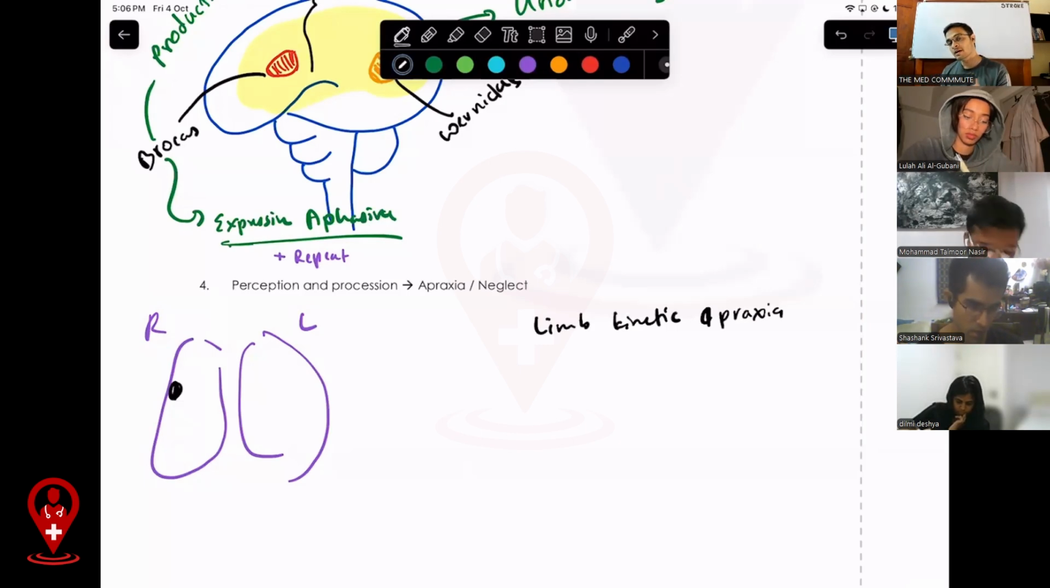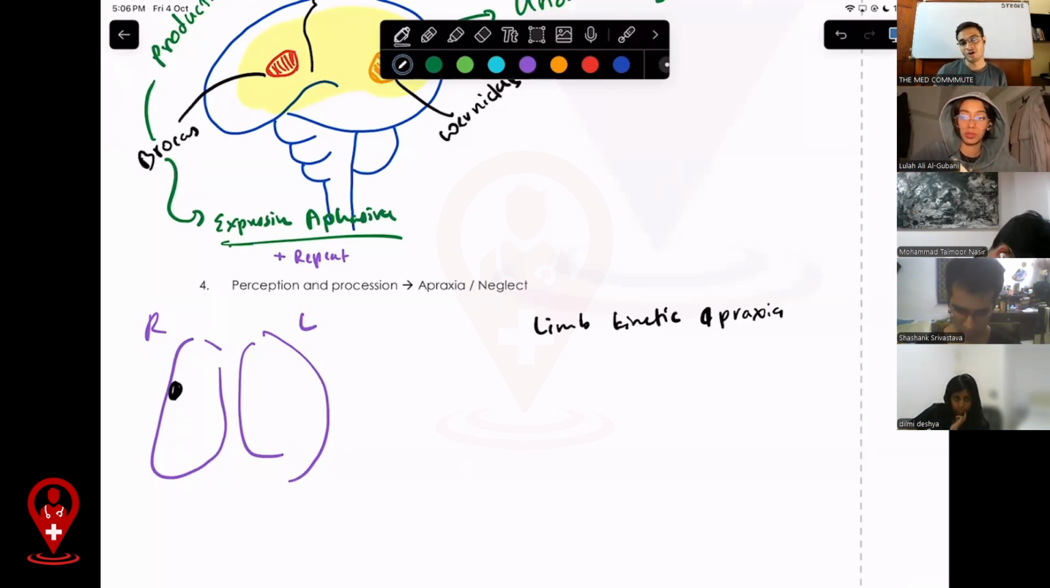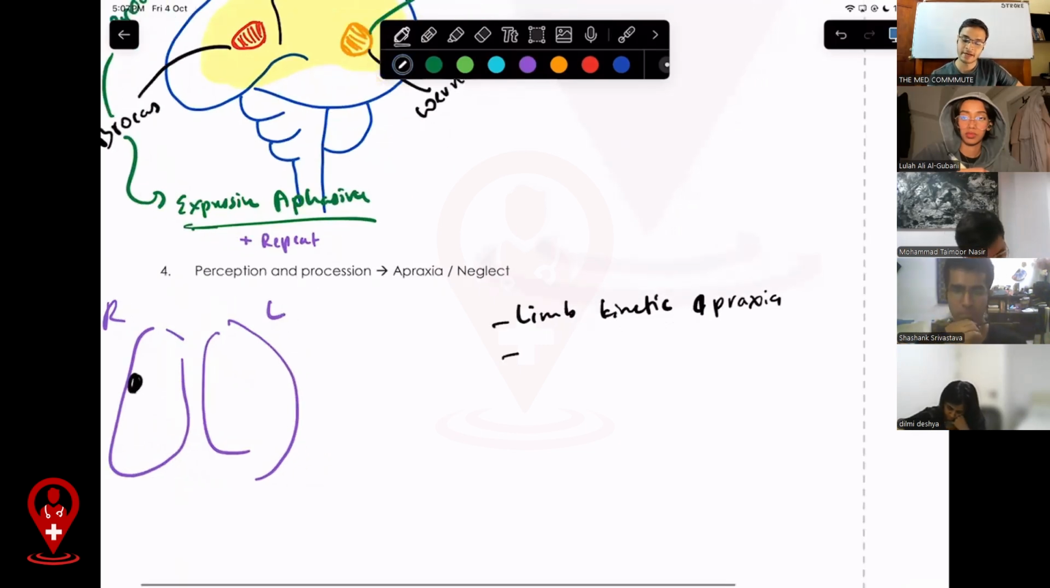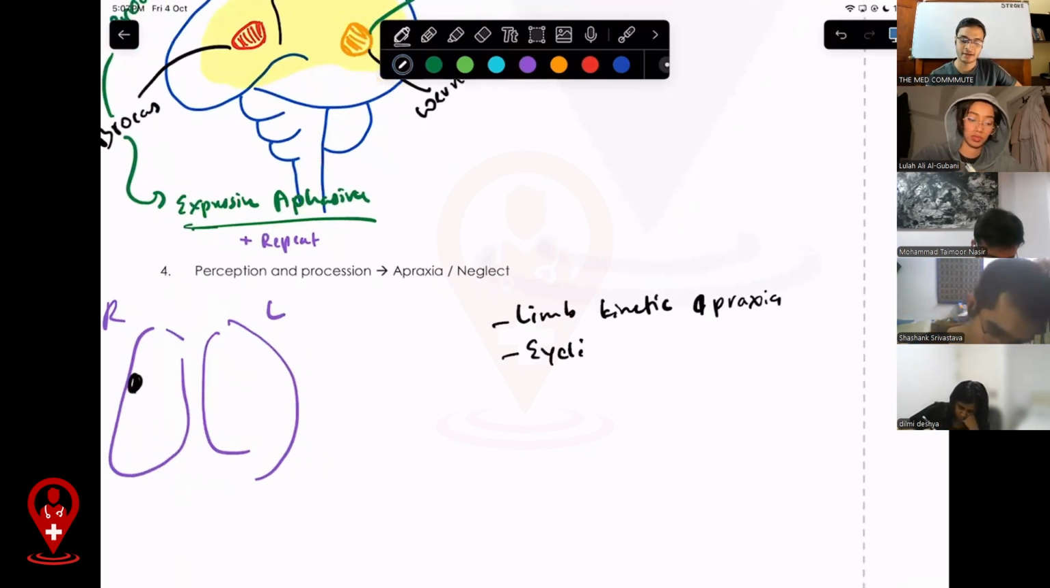Then we have another one called eyelid apraxia. If their eyes are closed, you ask them to open their eye, that same side or the opposite side, whatever, they cannot open the eye. Most of the time in the opposite side, they cannot open the eye. They don't know how to open it. And then there's another one called executive apraxia, guys. So limb kinetic, then eyelid apraxia, and executive apraxia.